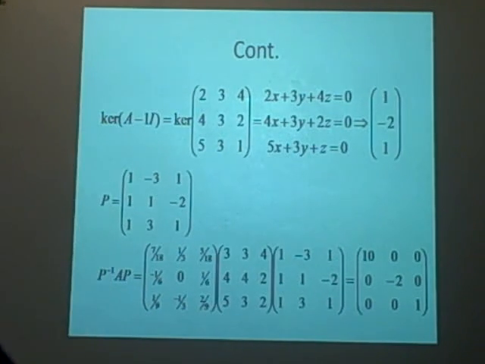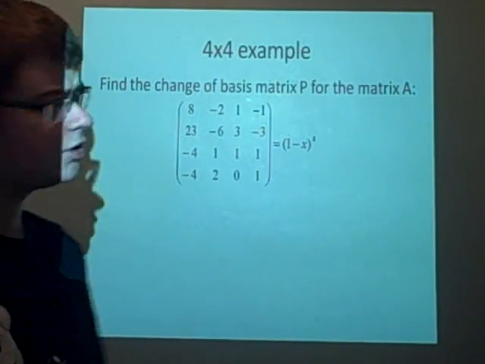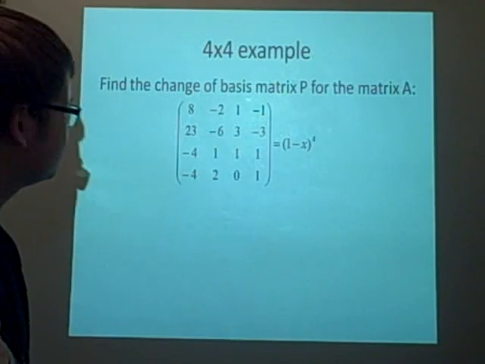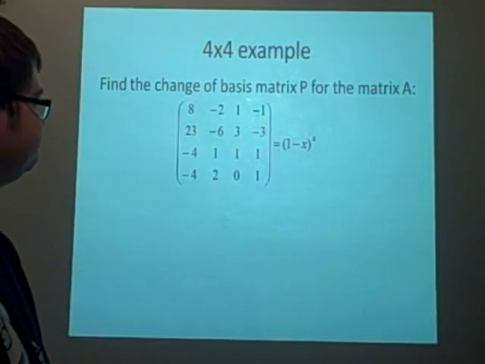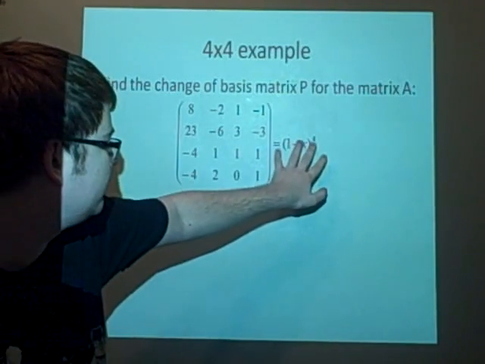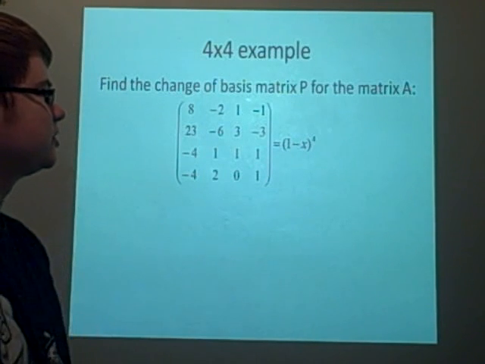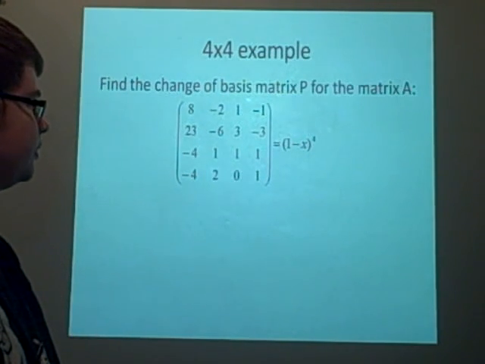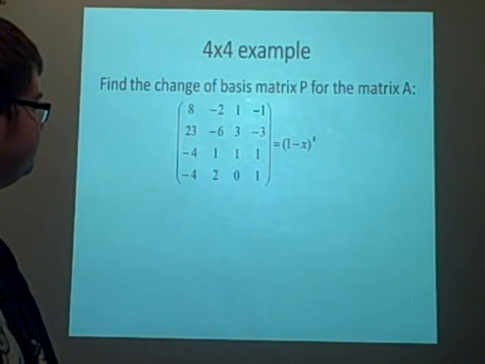Now we get onto the tricky one. This, I think, is the most useful. I had to create this, it took forever. But it ended up being this: 1 minus x to the power 4. Isn't that a nice characteristic polynomial?